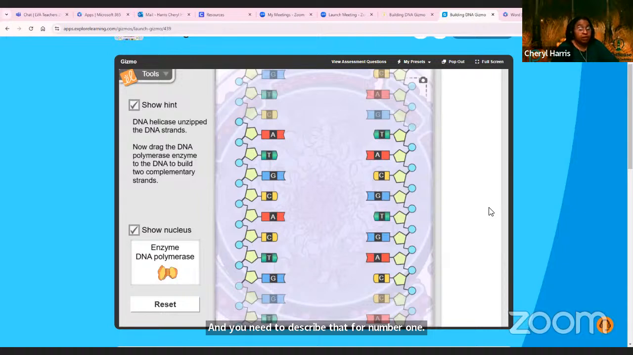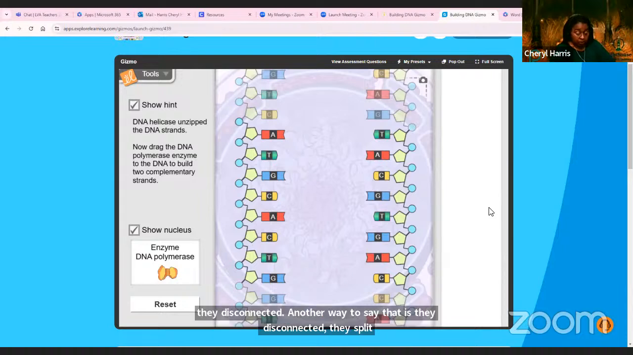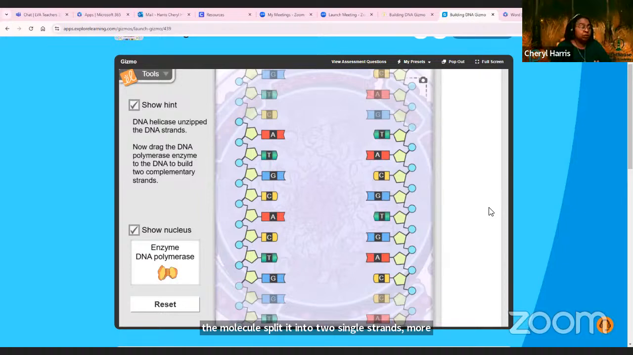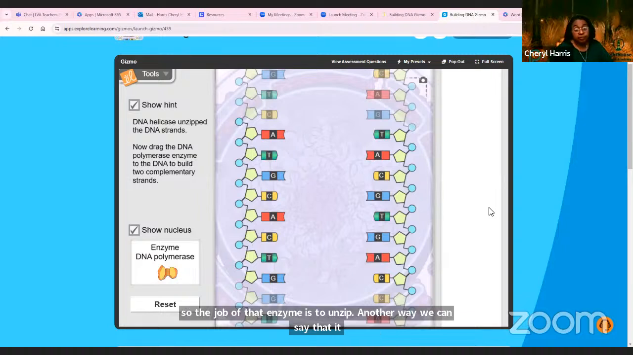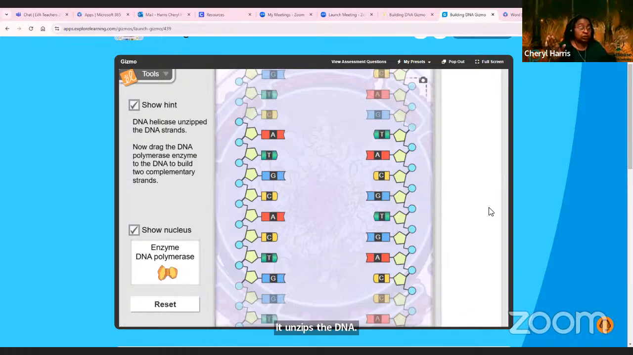They split. So that is the job. Yes, they disconnected. Another way to say that is they disconnected, they split. So however you wish to say that, the molecule split into two single strands. More specifically, the DNA was double-stranded, and it split into two single strands. So you might want to say all of that. Okay. So the job of that enzyme is to unzip. Another way we can say that is it unzips the DNA, so that it was double-stranded and now it's got two single strands. All right, that's number one.